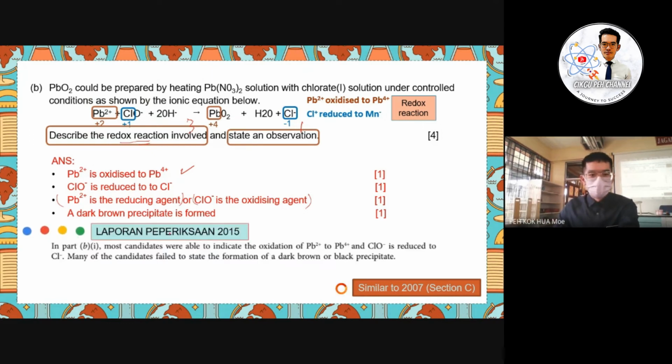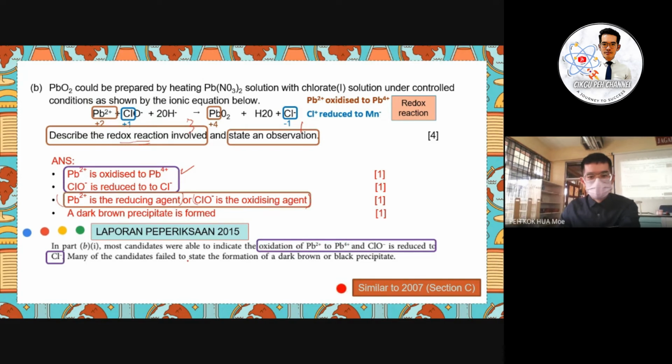You can look at the Laporan Peperiksaan. Most candidates were able to give the oxidation of Pb2+ to Pb4+, and also the ClO- to Cl-, no problem. But students were unable to give the observation. Here the PbO2 is a dark brown or black precipitate.